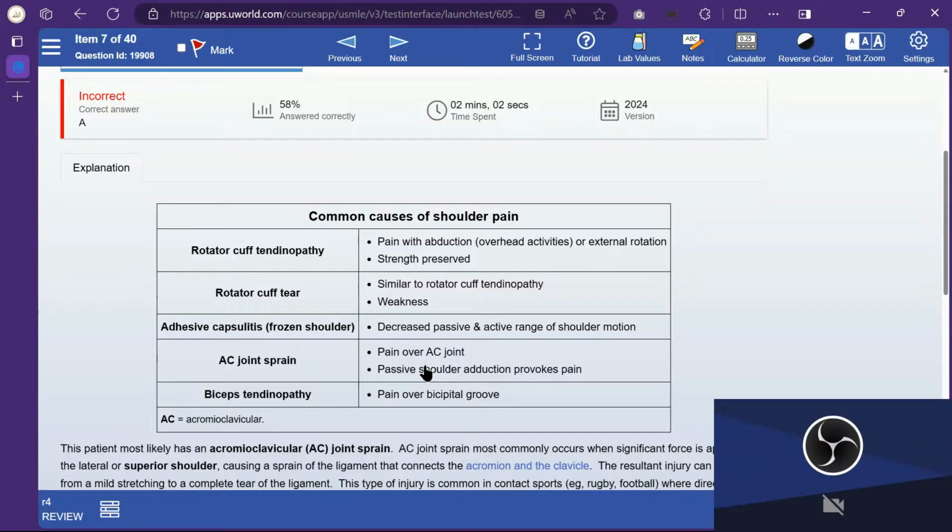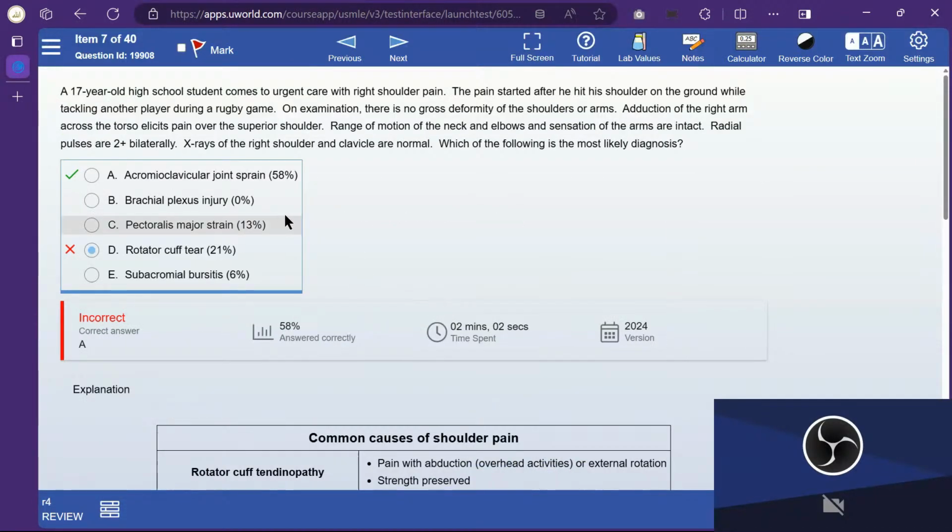Passive shoulder adduction provokes pain. In AC joint sprain, passive adduction of the right arm across the torso elicits pain over the superior shoulder, so it is AC joint sprain.